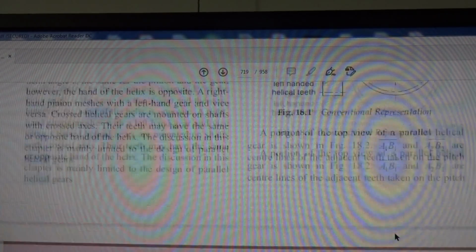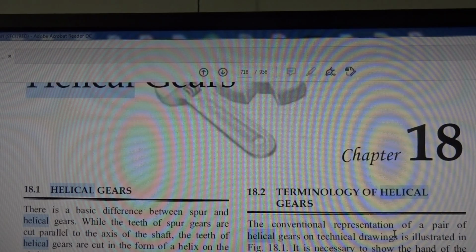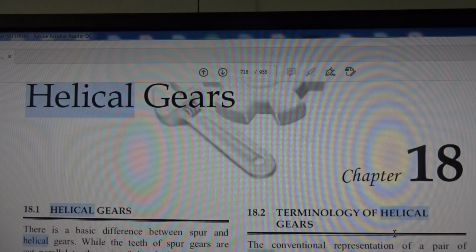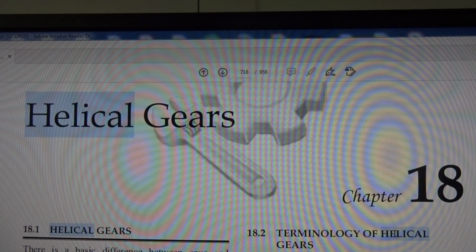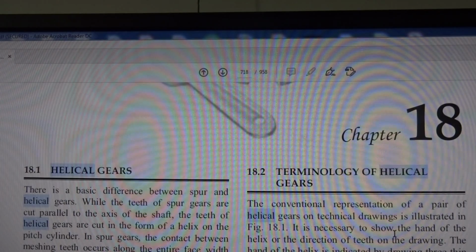Dear friends, I am going to explain the next topic related to gears, which is the helical gear. A helical gear is a type of gear which joins two parallel shafts, but the teeth of this helical gear are inclined to the axis.